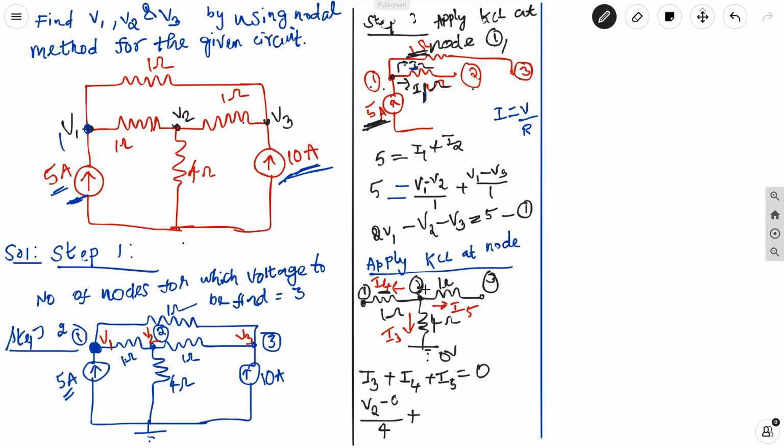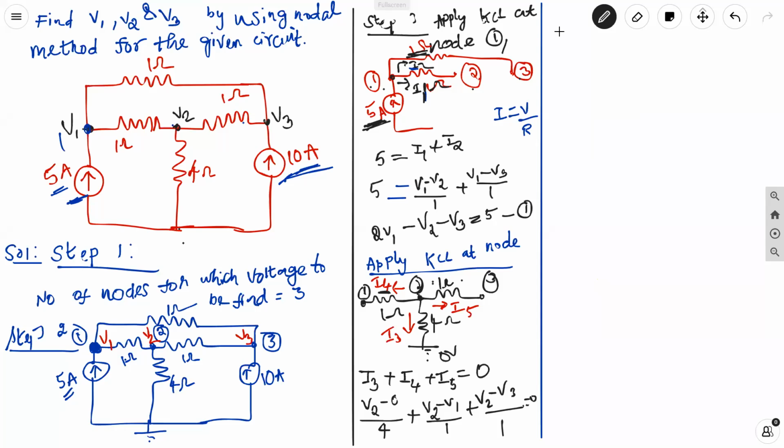Now the current through this 1 ohm resistor is V2 minus V1 divided by 1, right? Then next I5. I5 is the current through this 1 ohm resistor, which is connected between node 2 and node 3, right? So we can keep plus V2 minus V3 divided by again 1, which is equal to 0. Now simplify this expression and write it in terms of V1, V2, V3.